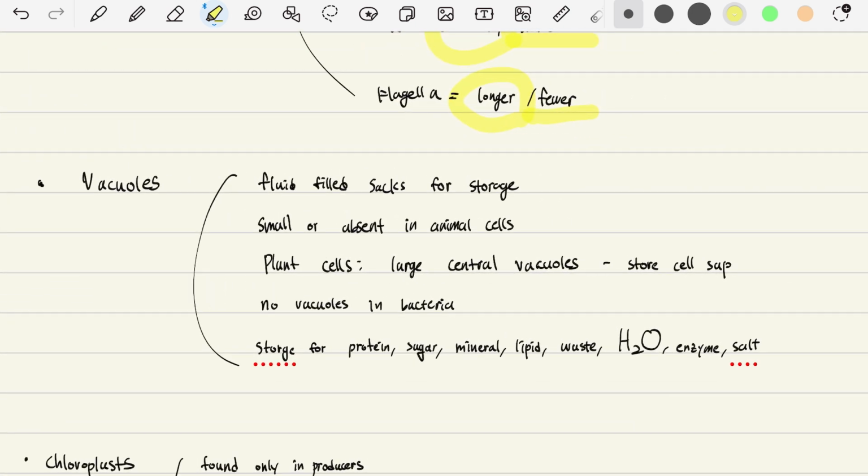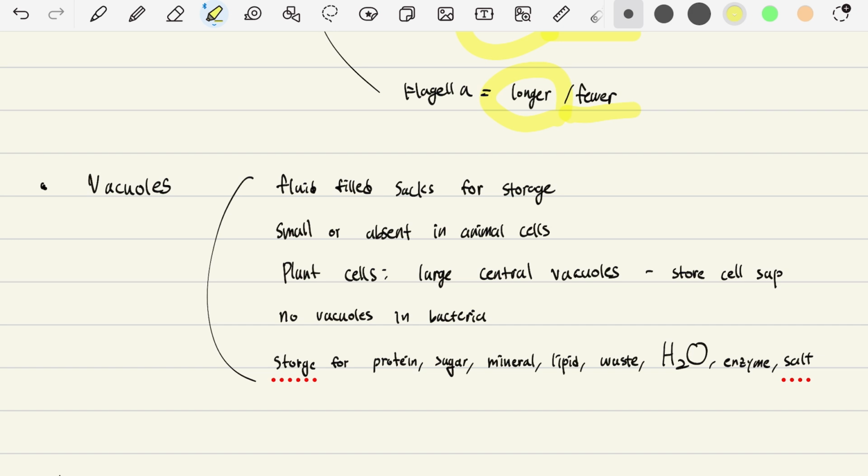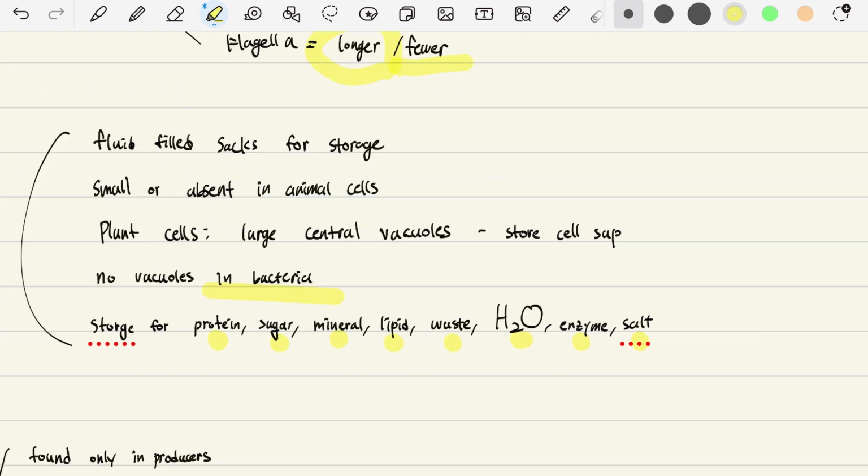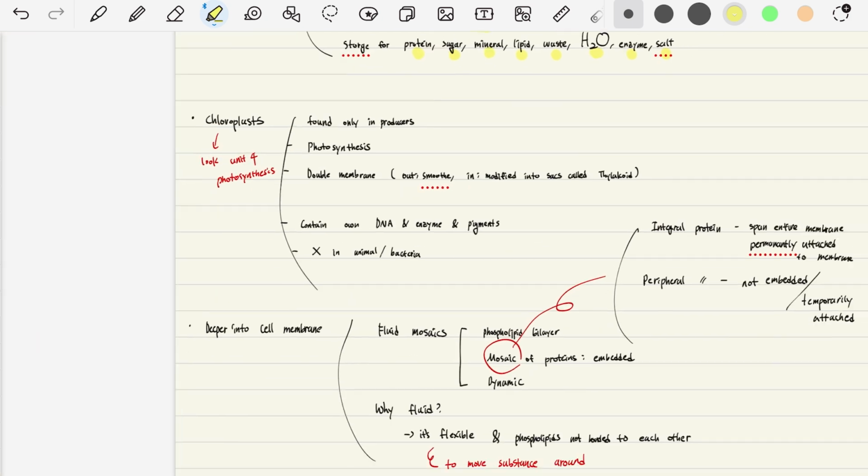And the next one will be the vacuoles. The vacuoles are fluid-filled sacs for storage. They just store a bunch of things inside them. And they are usually small or absent in animal cells, but they are really well developed in plant cells. There are no vacuoles in prokaryotes and bacteria, and they are usually the storage for protein, sugar, mineral, lipid, waste, H2O, enzyme, salt, and yeah, just a bunch of things.